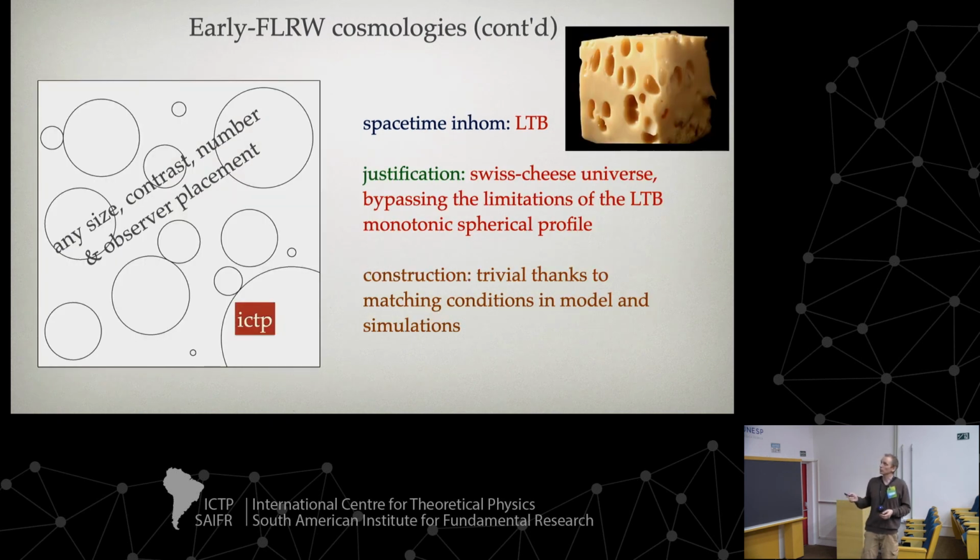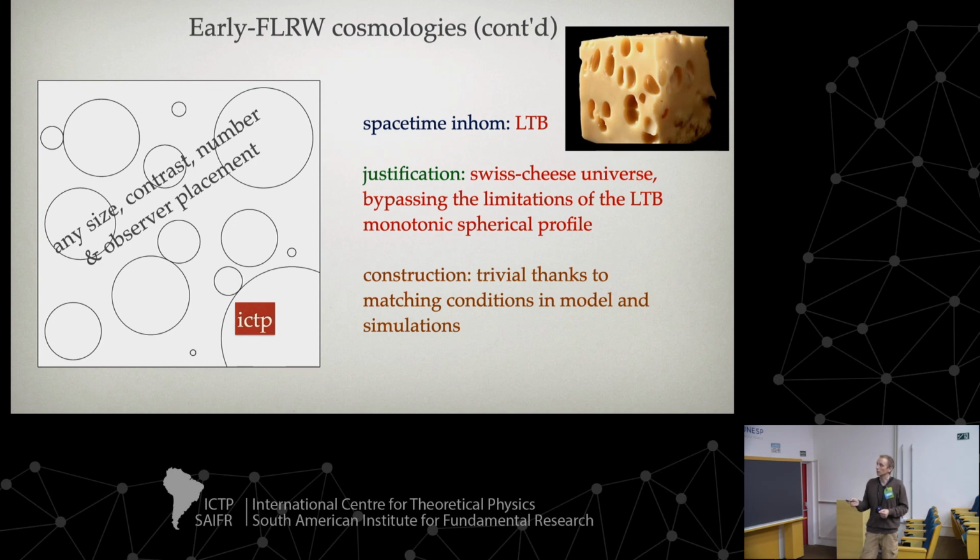Another step could be you take the same LTB, and thanks to the matching condition, you can put as many as you want. They cannot cross, of course. So this is not very precise because you got bubbles that cross in the Swiss cheese, but nevertheless, this is called the Swiss cheese model.